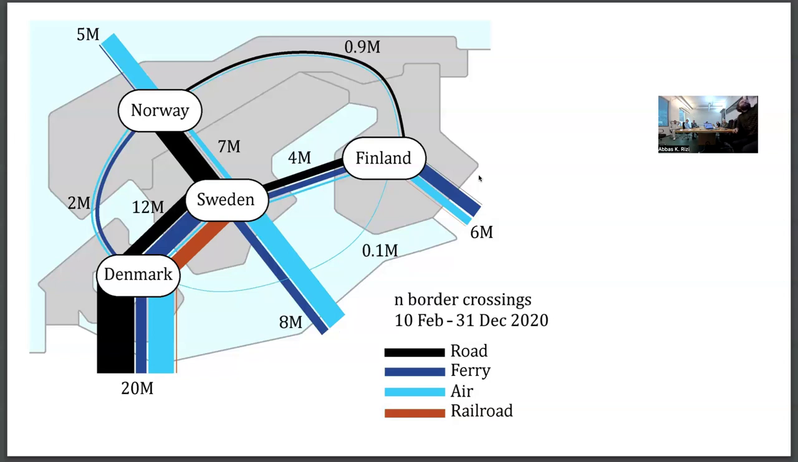And if you combine all these numbers together, it's a huge number of people. The population of Denmark is about 5 million, Norway and Finland about 5 million each, Sweden about 10 million. So this number is pretty comparable. There's a lot of travel going on.